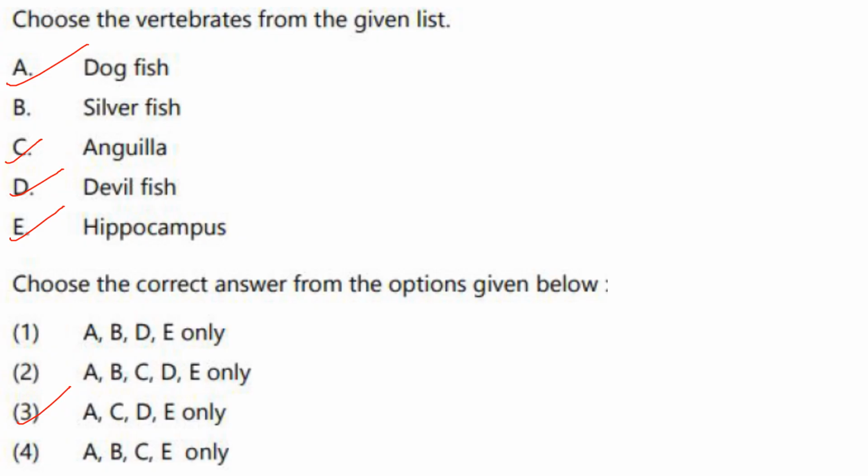Choose the vertebrates from the given list. Dogfish is a vertebrate, silverfish is not a vertebrate, Anguilla is a vertebrate, devilfish is a vertebrate, and Hippocampus is also a vertebrate. So A, C, D, E, that is found in option 3.